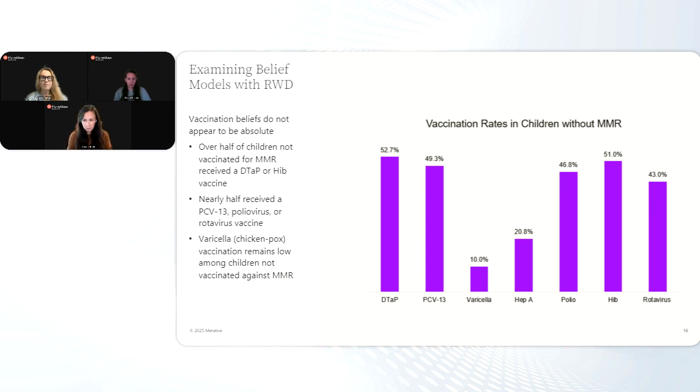No one's going to say that a 50% vaccination rate is good because it's not. But I would say it's good in that it's not zero. You can see that even though parents decided not to get their children an MMR vaccine, upwards of 50% of them decided to get a diphtheria, tetanus, pertussis vaccine. Nearly 50% of them got their children vaccinated for poliovirus.